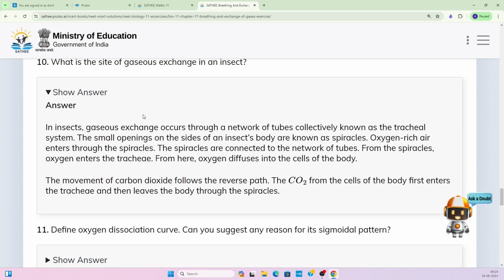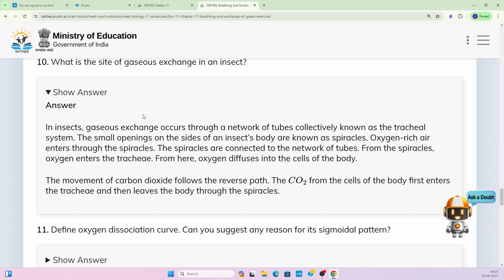If you see the inside body of the insect, we can see that they have a tube-like structure which is running horizontally as well as vertically. That is called the tracheal system. So trachea are the hollow tubes that run all over its body.